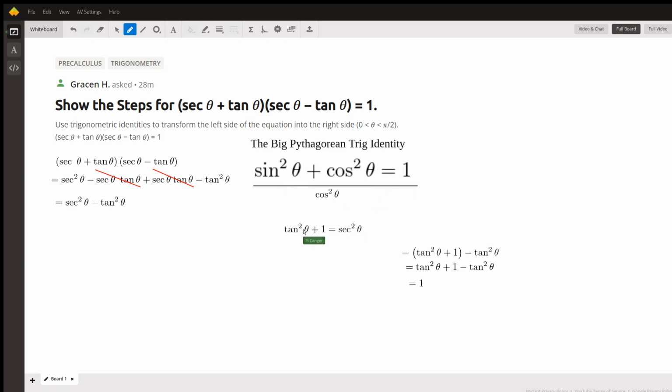So you get tangent squared plus 1 equals secant squared, which we can substitute over here. Instead of writing secant squared, we write tangent squared plus 1. Now when we drop those unnecessary parentheses, we can cancel again. And now when those two cancel, notice what we're left with is the 1 that we were looking for. Huzzah!